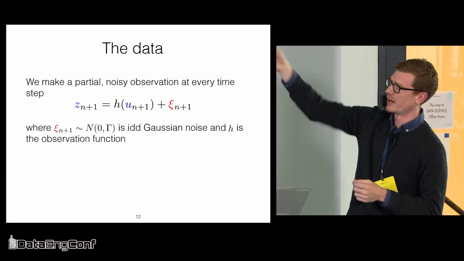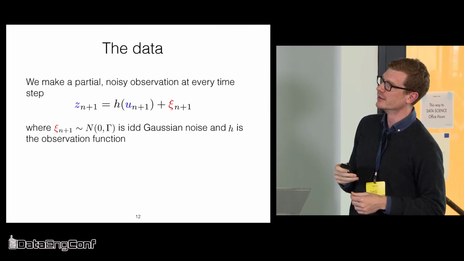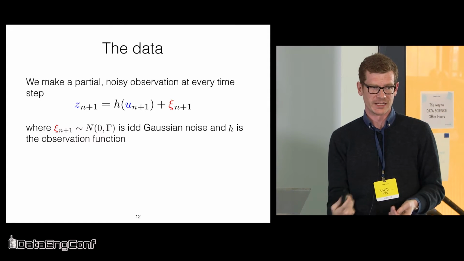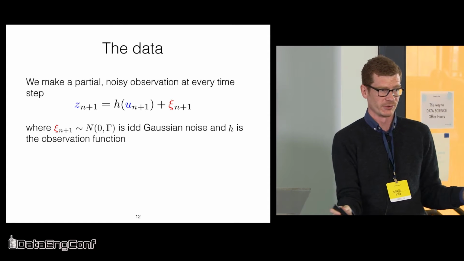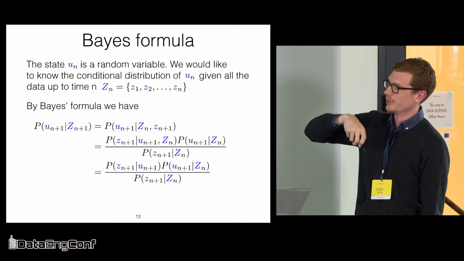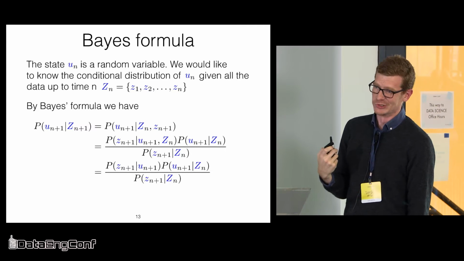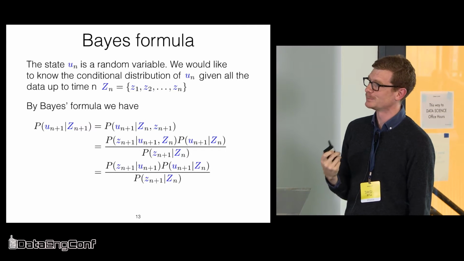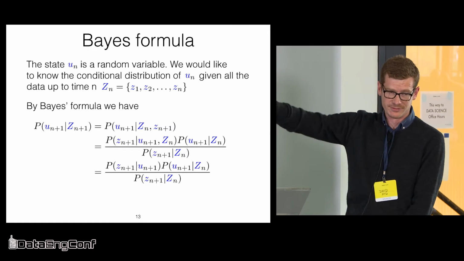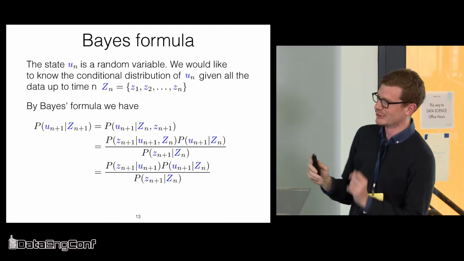So the u_n is a random variable. We would like to know the conditional distribution of u_n given all the data up to now. So not just given the latest data point, but given every piece of data that we've observed so far. We can define this conditional distribution nicely using Bayes' formula. So Bayes' formula, sorry, math. How do we use Bayes' formula?